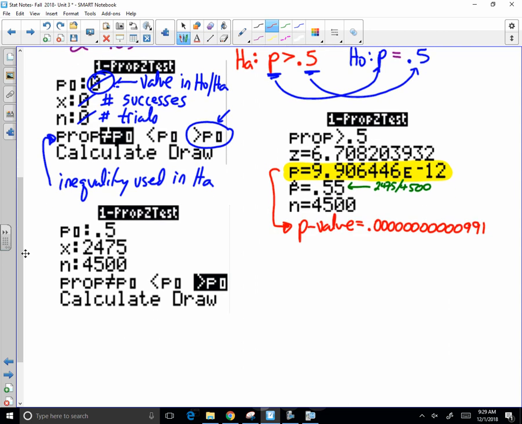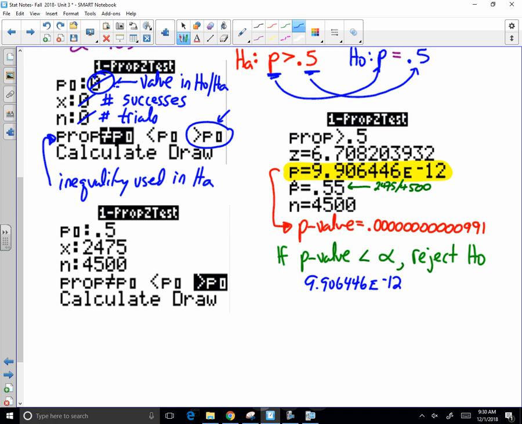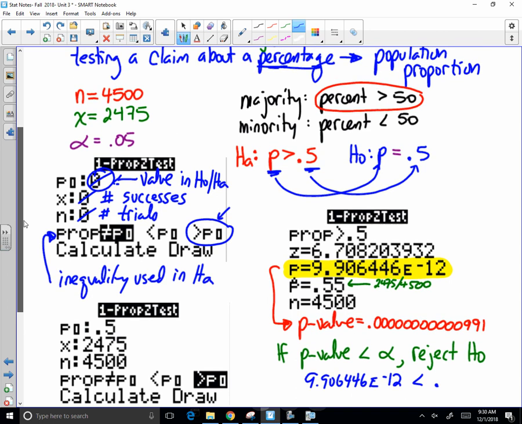Now, in terms of the interpretation, we compare the p-value and the alpha value. If, and this is stated previously, but I'll write it again. If the p-value is less than the alpha value, we reject the null hypothesis. All right? So the p-value, I mean, you don't even have to write them in order to know, but I'll write it anyway. So we have 9.906446 e negative 12. And we want to know, is that less than 0.05? I think it was 0.05. Yeah.